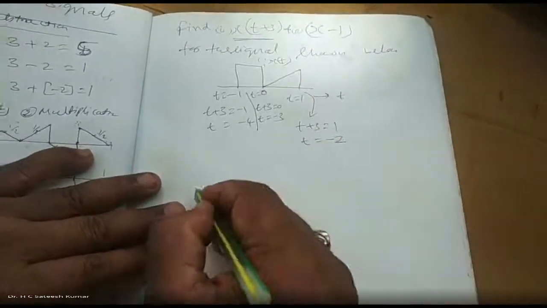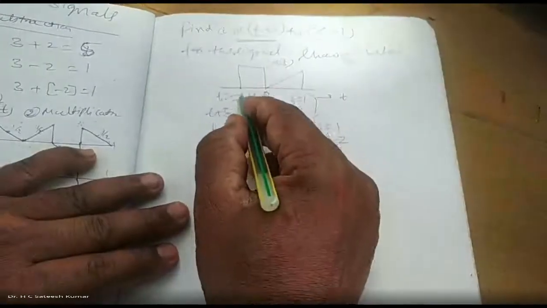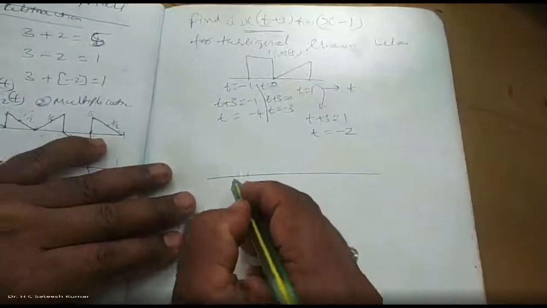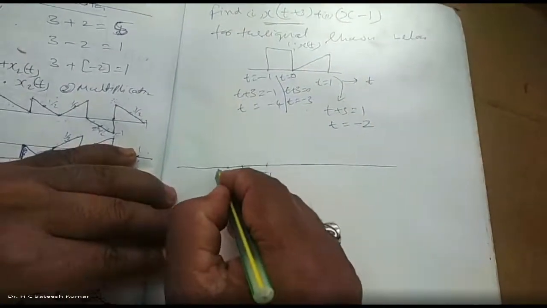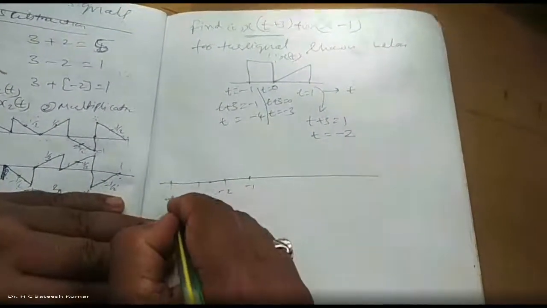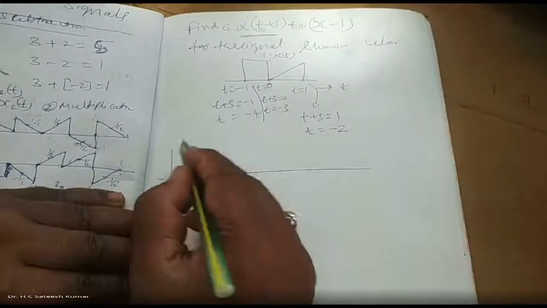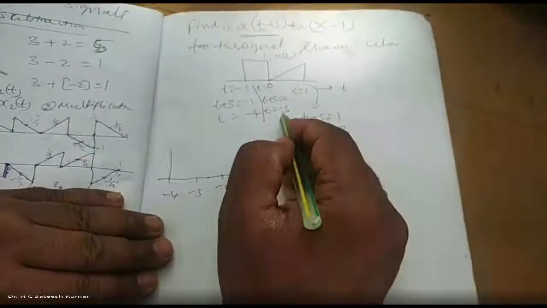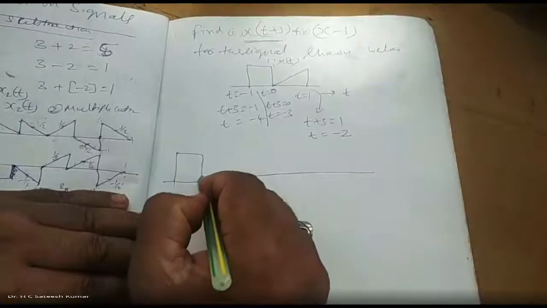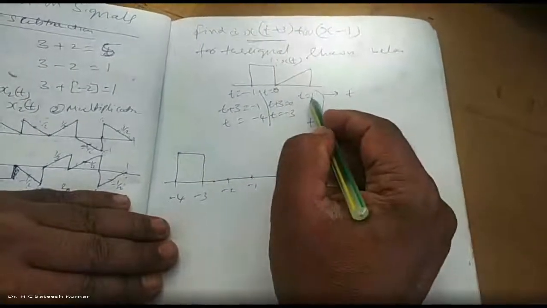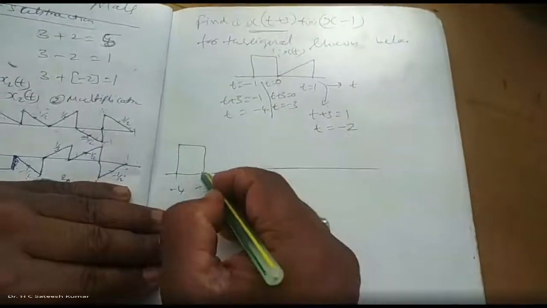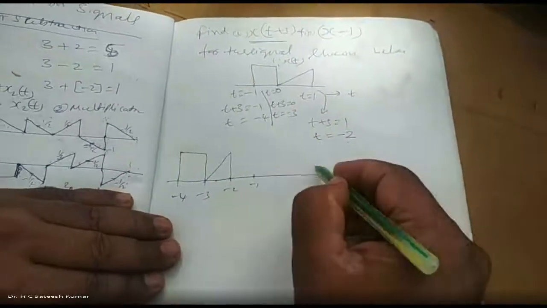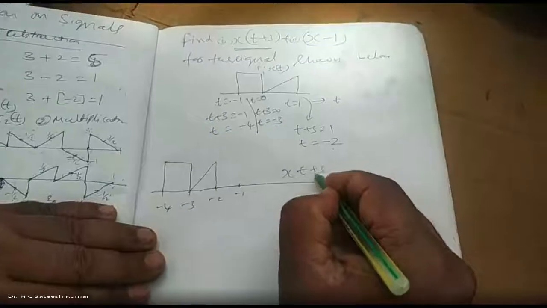Now you sketch it. This edge will go to minus 4. So minus 1, minus 2, minus 3, minus 4. This edge will go to minus 4, and the center point will go to minus 3. And the last right edge is going to minus 2. That's how this is your x of t plus 3.